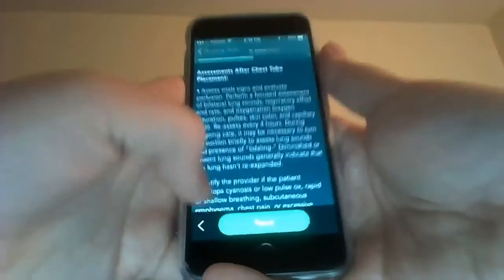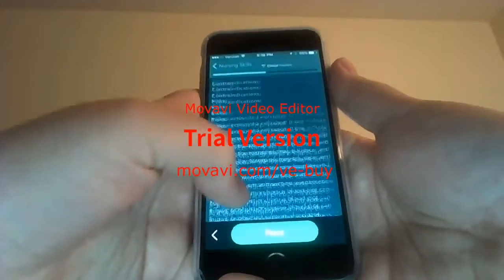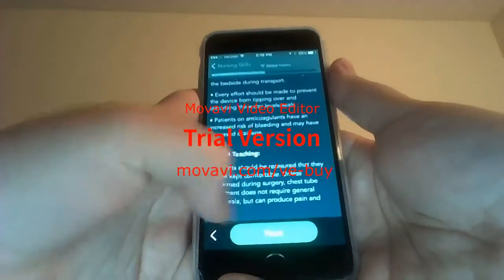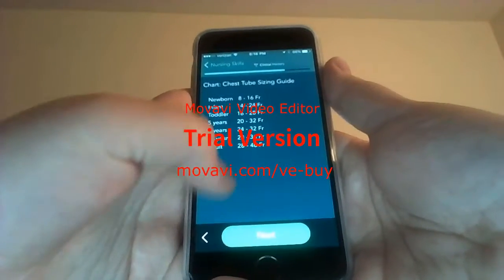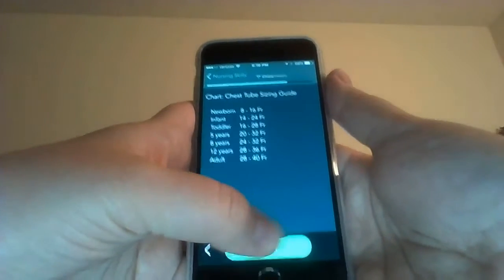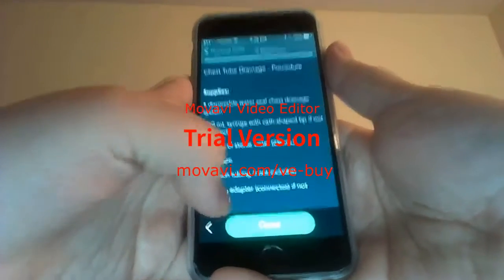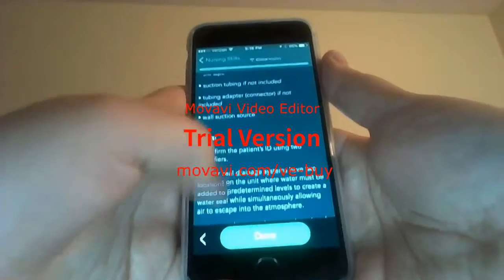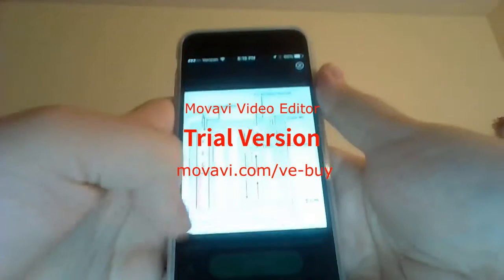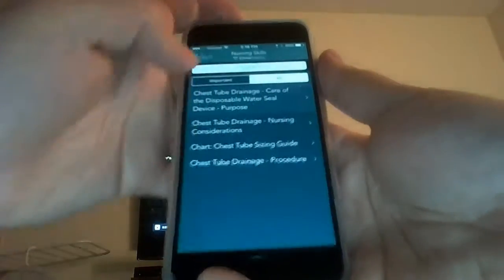And then there's an assessment after you place the chest tube. You want to notify the provider if the patient develops cyanosis or low pulse ox. And it goes over every little detail, again for reference. And also there's a button for patient teaching. There's a chest tube size guide broken down by ages, because not everybody has the same body size at different ages. And the procedure of how to do it, and then the steps of doing it. And this is a chart too that highlights how to look at the chest drainage system. And then that one is done.